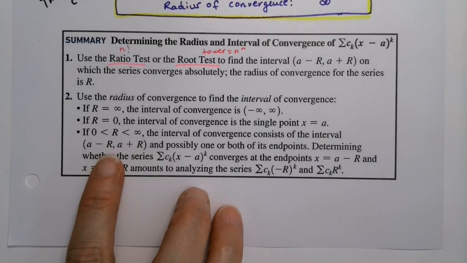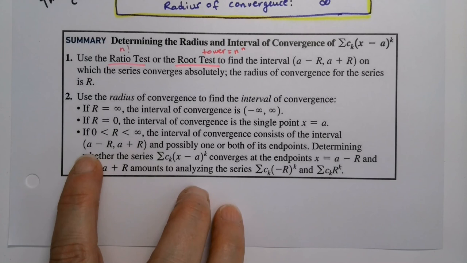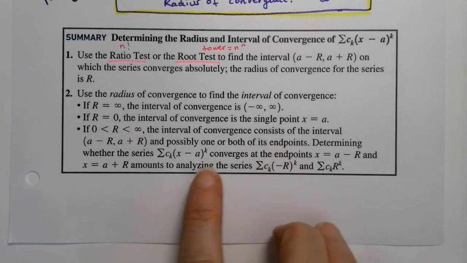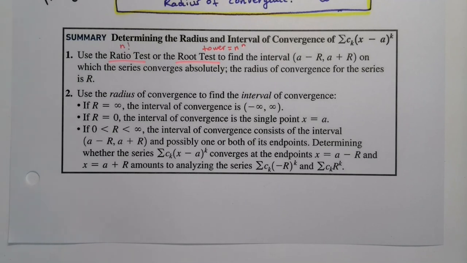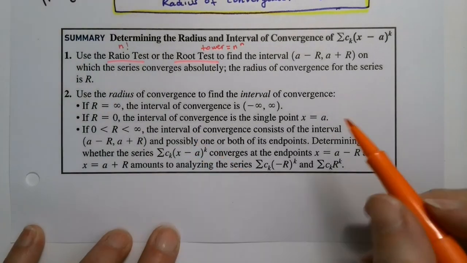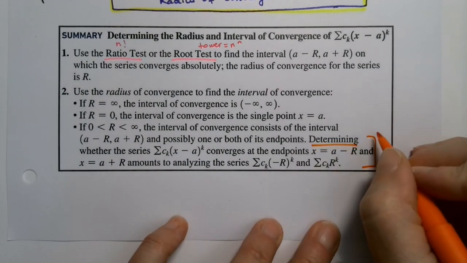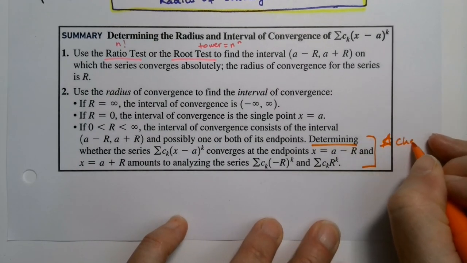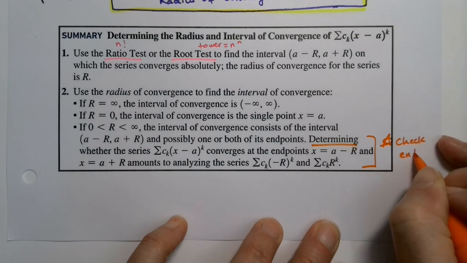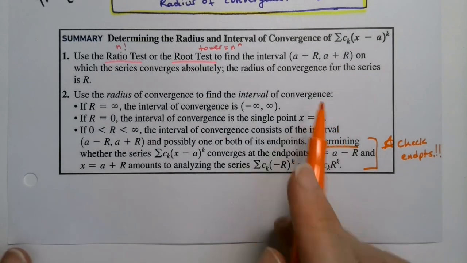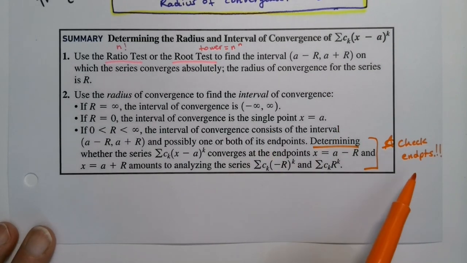So you had a minus r, a plus r. You take your center minus the radius and your center plus the radius, and you have endpoints. But determining whether the series converges at the endpoints requires analyzing the series. In other words, down here, it's saying, check your endpoints, which of course is what made that other problem last for 2 pages. We had the interval and the radius pretty quick, but we had to check the endpoints, which required a whole other level of work.